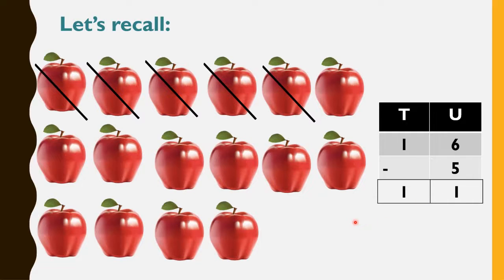Let's check whether our answer is right or not by counting the apples. From the 16 apples, I have already cut the 5 apples. So let's count the remaining apples. 1, 2, 3, 4, 5, 6, 7, 8, 9, 10 and 11. So our answer is right.